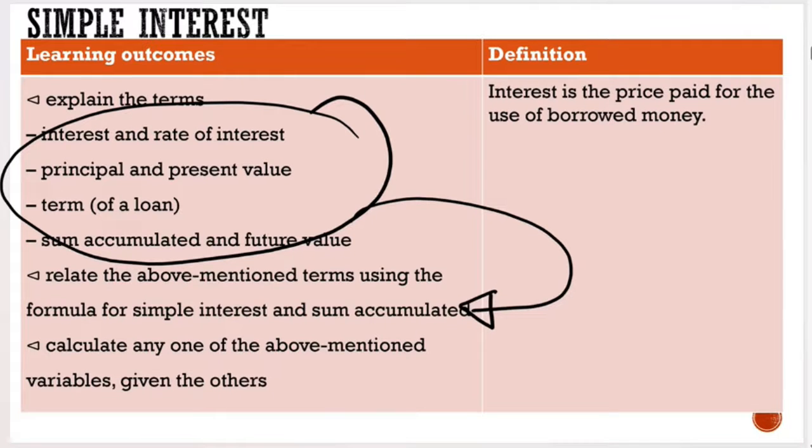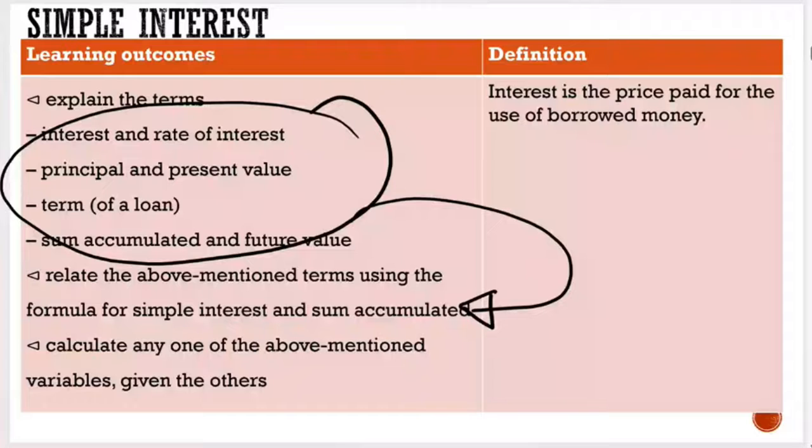Okay, so now the definition according to your notes is saying the interest is the price paid for the use of borrowed money. But what if you are not a borrower, you are an investor? It's not correct that it is only for borrowing money. It's also when you invest, you put in some money in the bank. It does not only refer to borrowing, it's also referring to investment.